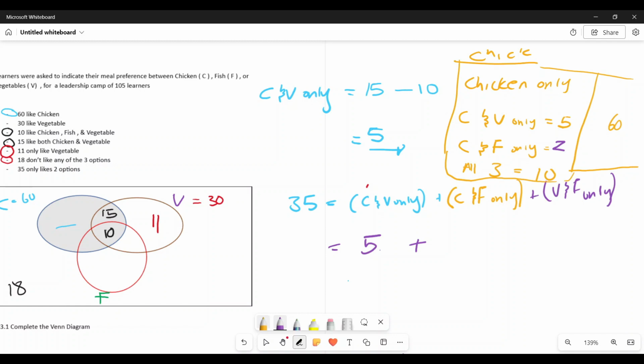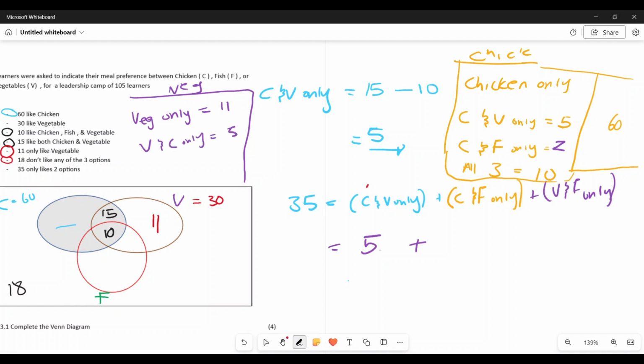So now, for my vegetables, since I have most information there, I'm also going to do the same thing. So for my vegetable circle, I need the number of people who prefer the vegetables only, which are 11. Number of people who prefer vegetables and chicken only, which is 5. Number of people who prefer vegetable and fish only, I don't have the amount and I'm going to represent it with X. And lastly, the number of people who prefer all three. So how many people prefer all three? There are 10. And this should give me my total of 30 for vegetables.